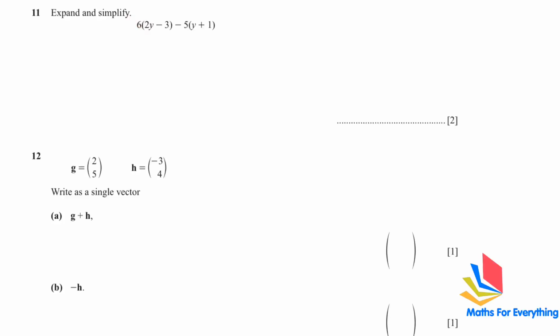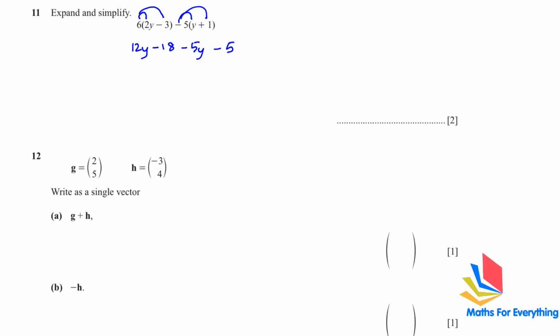Question number 11, expand and simplify. So we multiply 6 with 2y, we'll get 12y. 6 with negative 3 will give us negative 18. Negative 5 multiplied by y is negative 5y. And negative 5 multiplied by 1, negative 5.